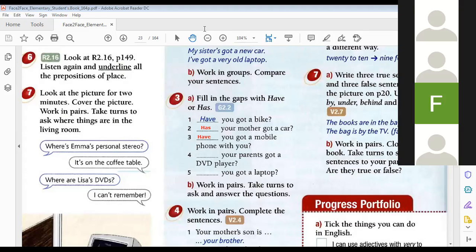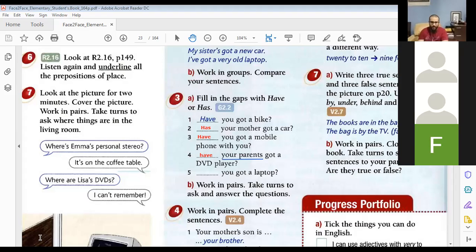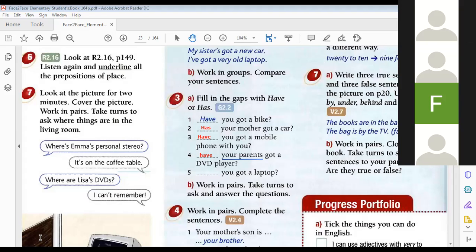Okay, what about parents? Is it singular or plural? What do we use with plural? Have. Yeah, have. Correct. So we say have, right? Have your parents. And the last one, let's see someone else. Fatima, are you there? Can you do the last one? Okay. Have you got a laptop? Right. Okay.